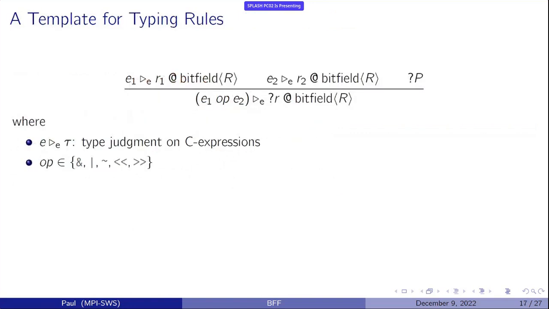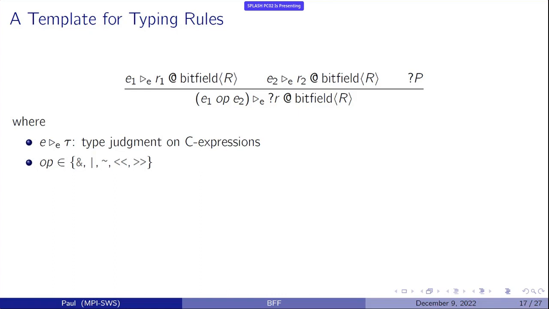We start with this general template, which is quite usual and similar to other typing rules you have seen that are used to type check bitwise or arithmetic operators. Here we have a type judgment to type the C expressions. In the premise, for the C expression, the left-hand side E1, the type is a bitfield type that's refined by R1, and similarly for the right-hand side. Then we want to infer what is the type for the binary expression E1 OP E2, where OP is the bitwise operation we're considering.